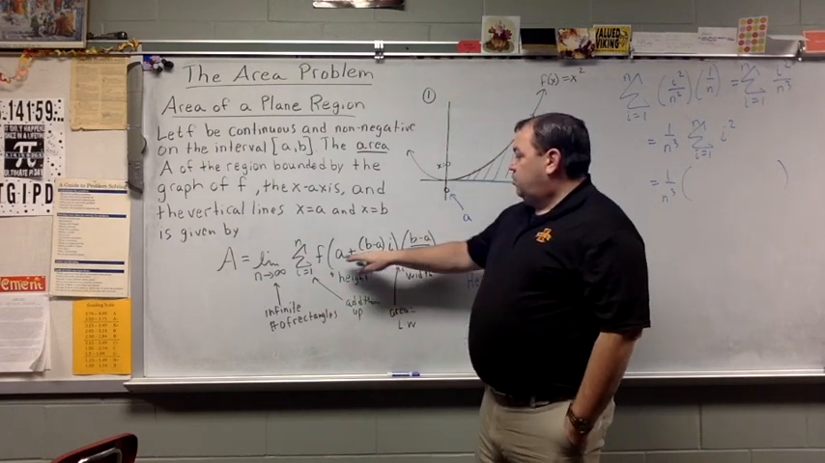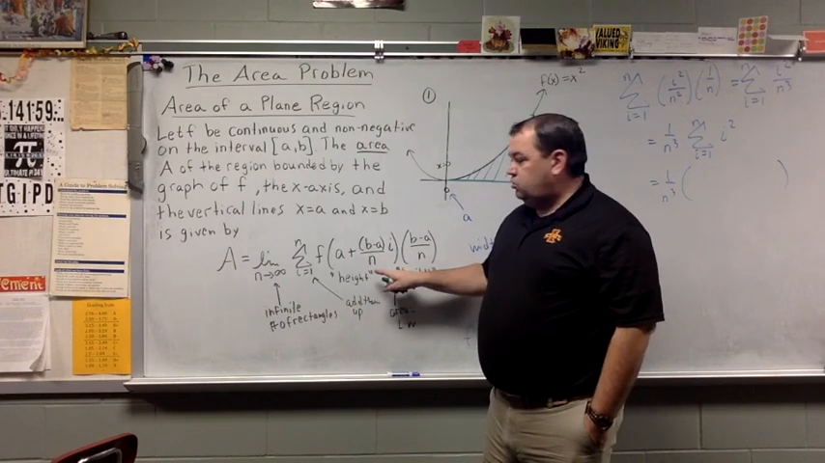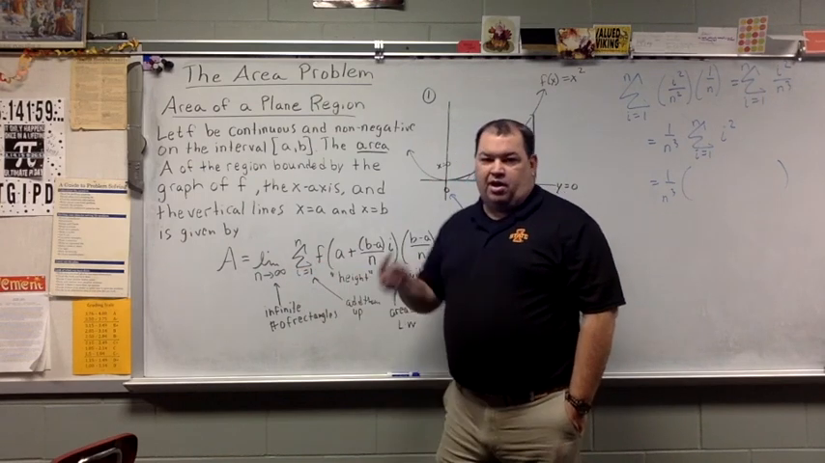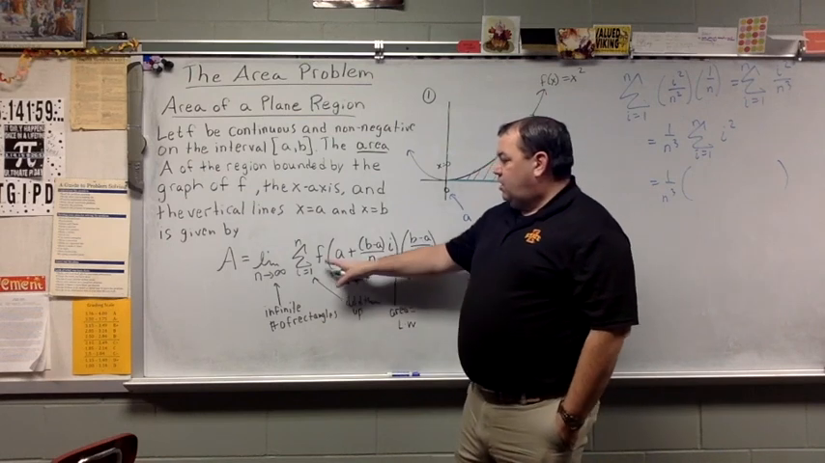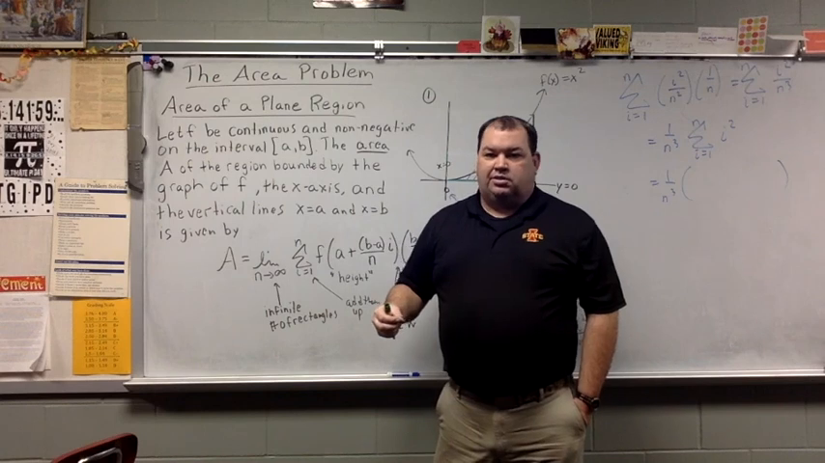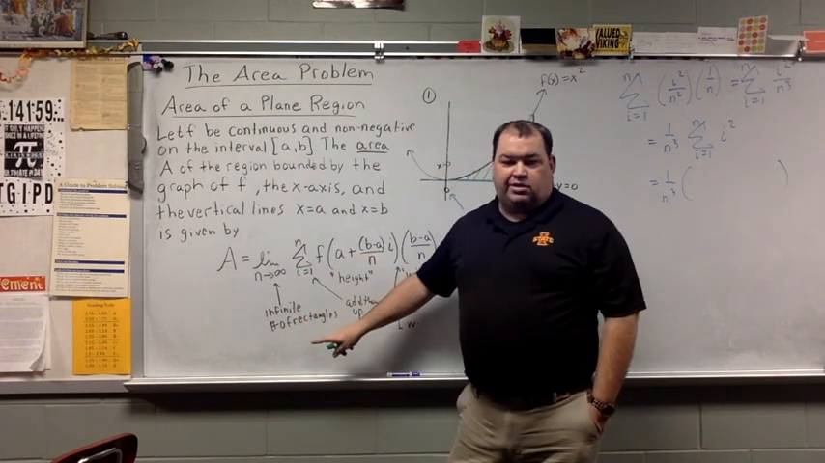So it depends on where we're at. But again, notice they don't care how many rectangles we choose. It says we're going to add them up. So we're going to add up the area of each rectangle. And then here's the interesting part. We're going to use the limiting process. And we're going to say we want an infinite number of rectangles.